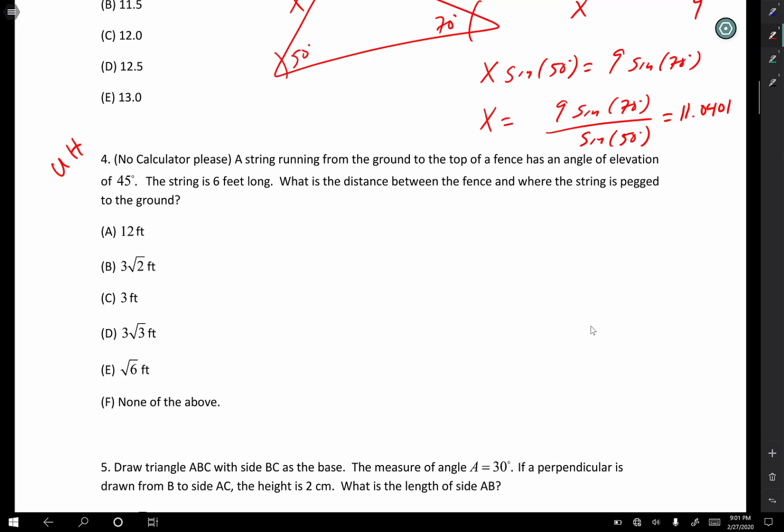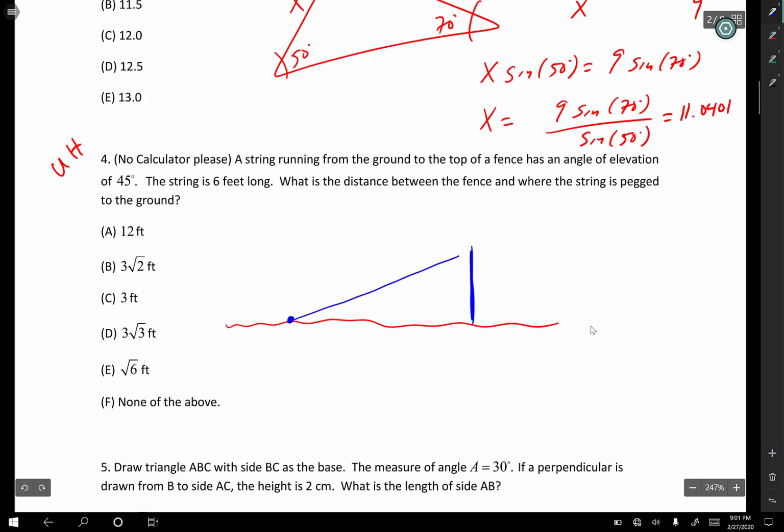All right, so here's the ground. Here's where the little peg is at, and here's my fence. Looking at it from one of the sides there, and there's my string right there. So they want to know how far away you are from the fence. So this angle was 45 degrees, and I know that this is 6 feet. So because that's 45 degrees, I have a 45, 45, 90.